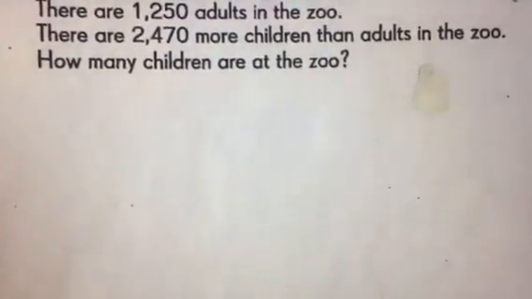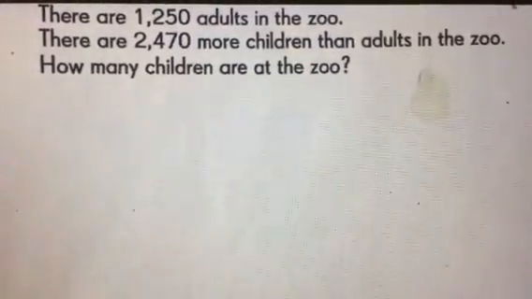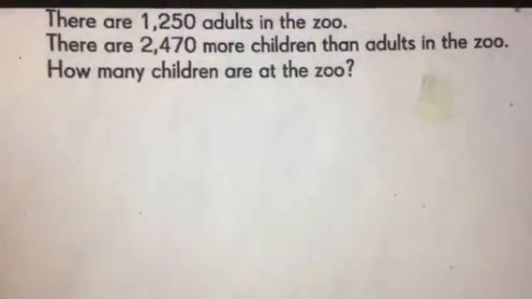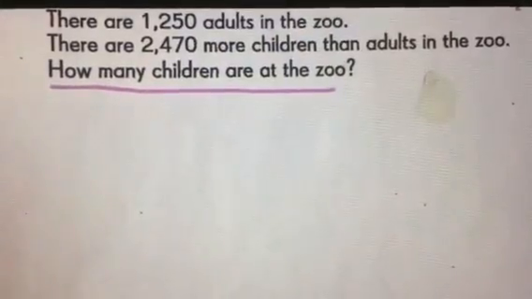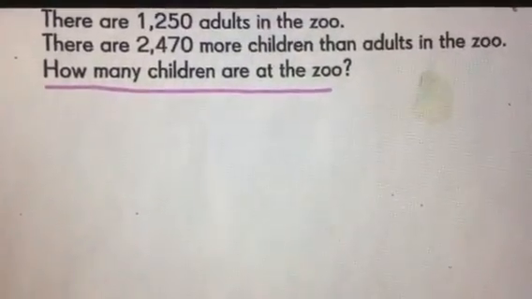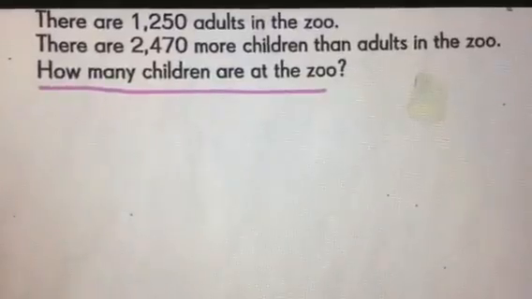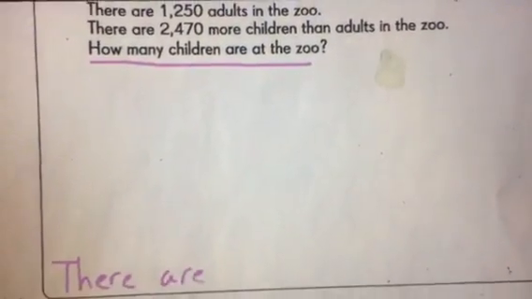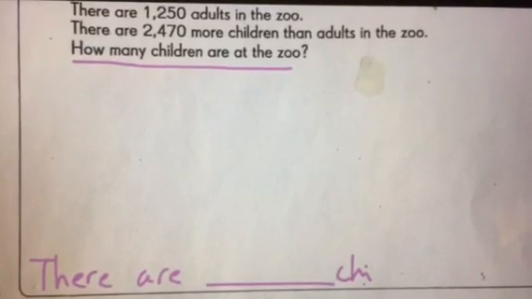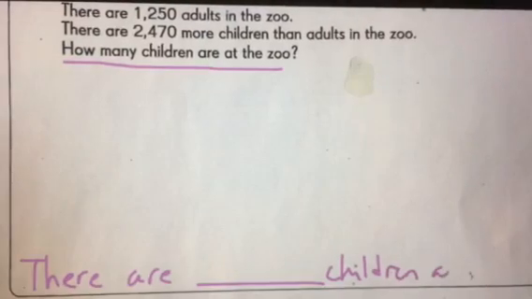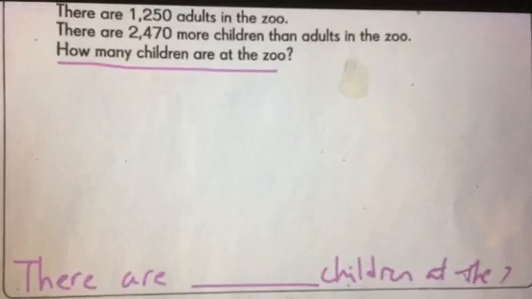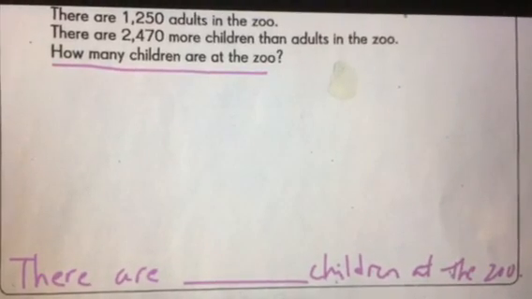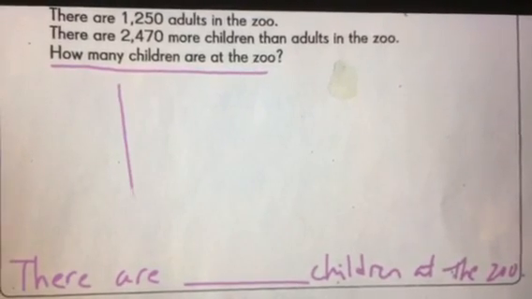Step number 2, write the answer statement using the question in the problem. Well, here we go again. If the question is how many children are at the zoo, then your answer statement should be there are blank children at the zoo. Step number 3, draw the starting line.